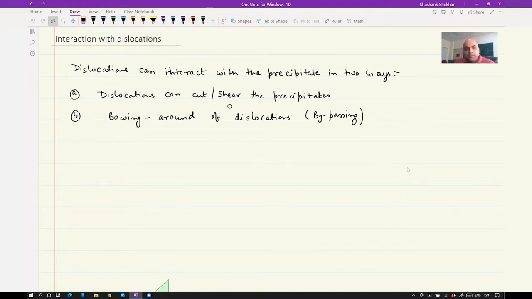And depending upon whether the dislocations are cutting or shearing the precipitate or bowing around, the strength of the material, or say in this case, we are focusing on aluminum alloys, the strength of aluminum alloys is going to change. Okay? So let's talk about the first one, the shearing or cutting of the precipitates.